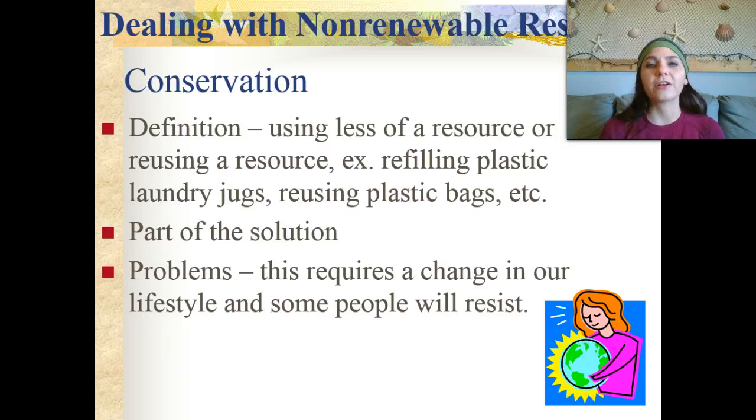Problems with conservation are that a lot of times they require a change in our behavior or our purchasing. And that's something that a lot of people don't want to give up. They like the excess of living in America. They like having what they want, when they want, how they want it.